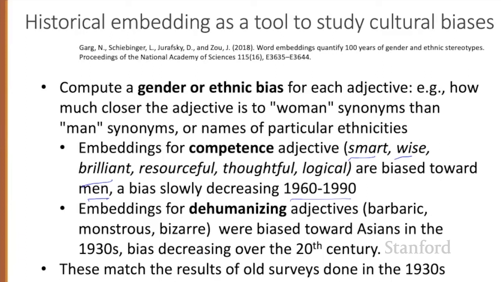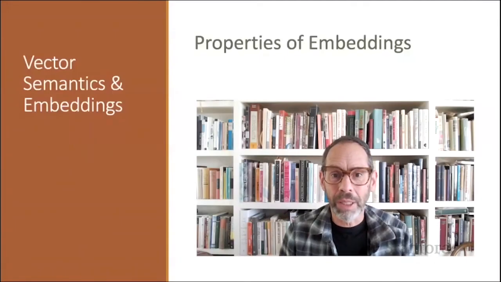Evidence from historical embeddings also replicates data from old surveys of ethnic stereotypes. For example, embeddings for Asian names are biased toward dehumanizing adjectives like barbaric or bizarre in the 1930s, matching the result of surveys done in the United States in the 1930s, but this bias decreased in both text and surveys over the 20th century. We've seen various properties of embeddings, including how they reflect cultural biases in the text they're trained on.